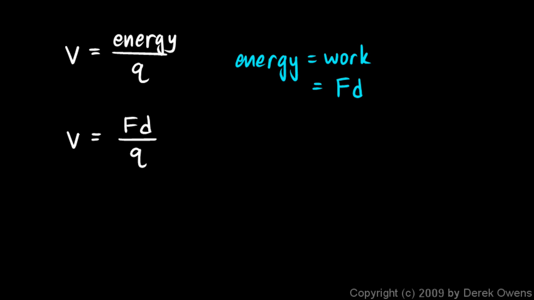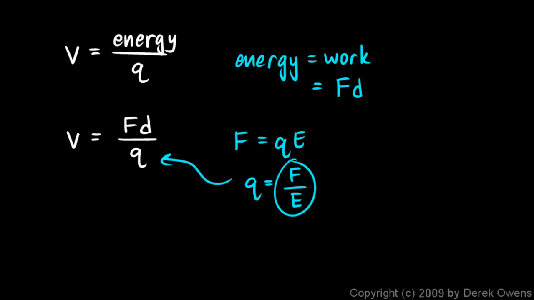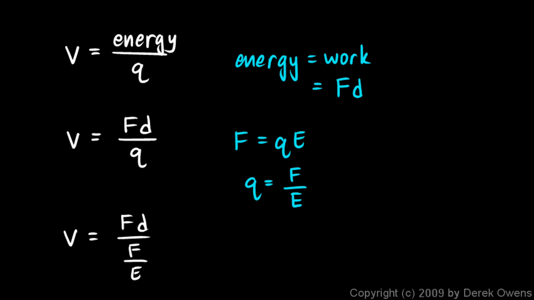Now remember, we also had another equation that dealt with the force on a charge in an electric field, and that equation was F is equal to Q times E. So if we rearrange this equation and solve it for Q, we get Q is equal to F over E. And I'm going to take that expression and plug it in there for Q. So I get V is equal to FD times E over F.